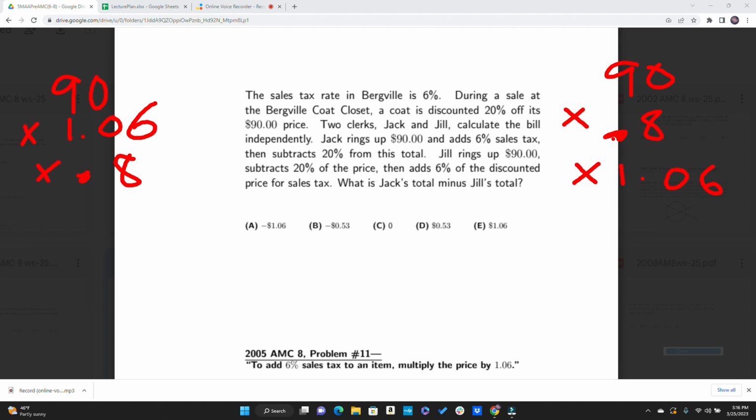So what do we notice about what's happening here? Well, in both Jack and Jill's case, they're taking the 90 and then multiplying it by the same numbers, but just in a different order. But no matter what order you multiply numbers in, you're still going to get the same answer, right? 4 times 3 times 2 is the same as 4 times 2 times 3, because multiplication has that property. It doesn't matter the order. If you multiply numbers, you'll always get the same answer. So 90 times 1.06 times 0.8 is the same as 90 times 0.8 times 1.06. So the difference of what they end up with is 0, because they both got the same answer.